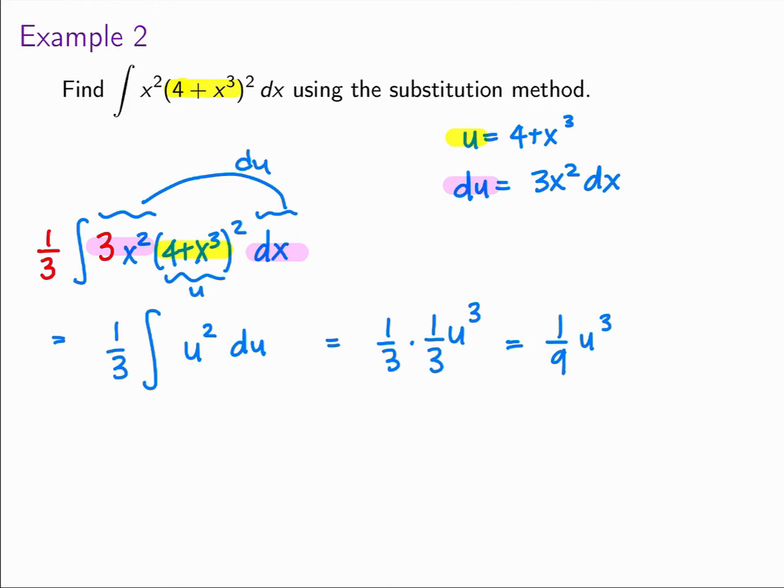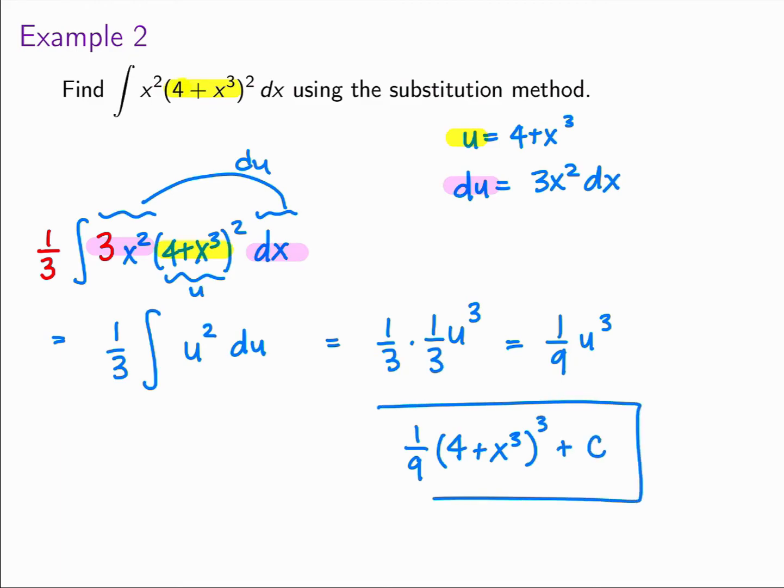But I want to give my answer back in the variable I was asked about, so I'm going to make this 1/9 4 plus x cubed. Oops. Forgot my plus. 4 plus x cubed plus c. And there we are. Oh, I didn't highlight up here, but we can see the x squared and dx as part of the du as well. Okay, so let's do another one.